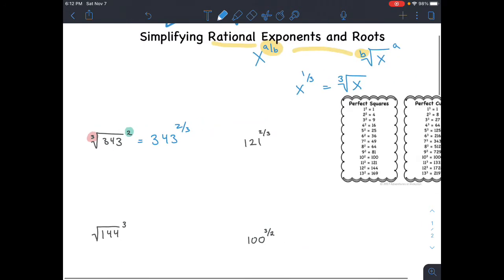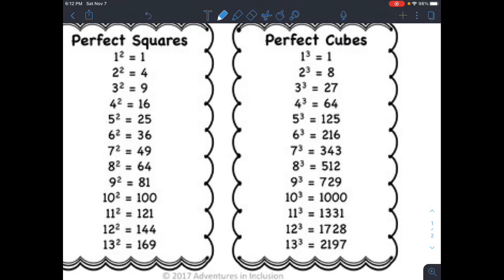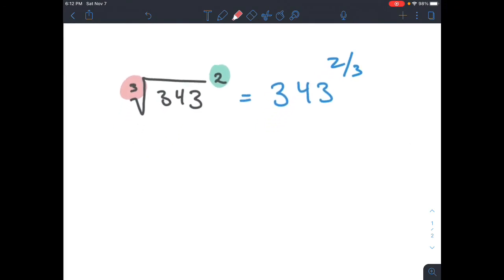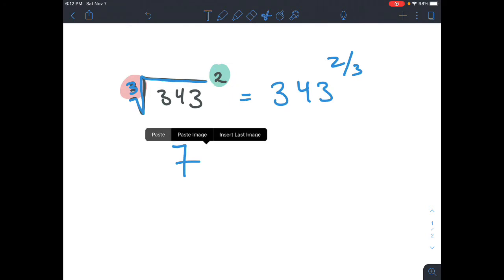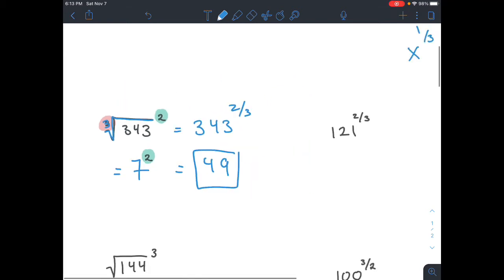Is 343 a perfect cube? Well, I'm not sure. Let's go look at our little cheat sheet here. And here is 343. It is 7 cubed, which means that the cube root of 343 is 7. So I've just done this part right here. Now I still need to raise it to the second power. And 7 squared is 49. So these are all equivalent, the same piece of clay, just written differently.